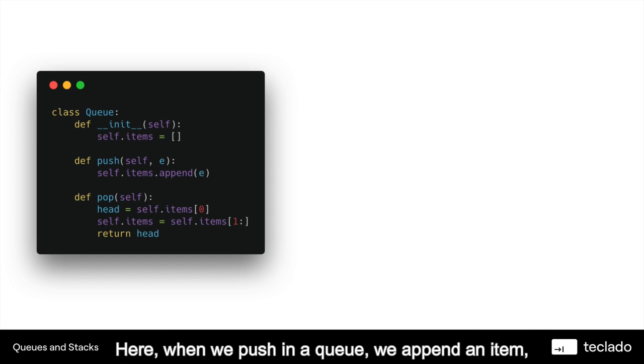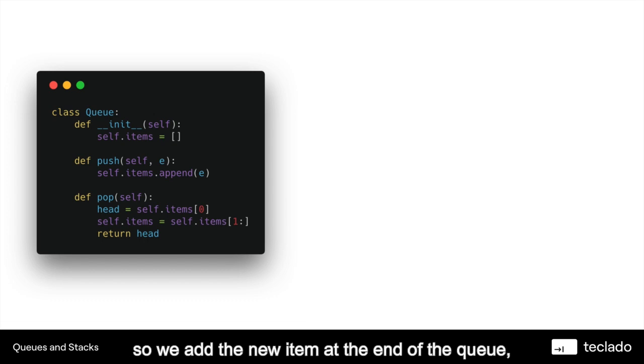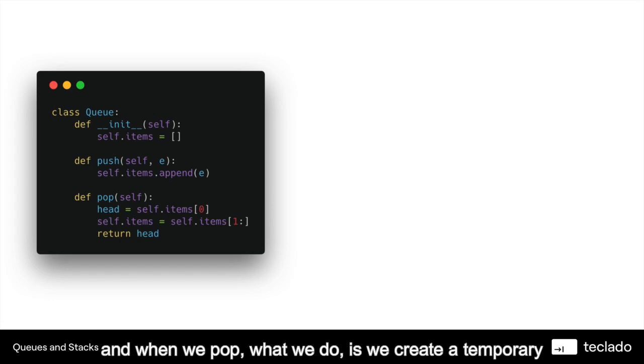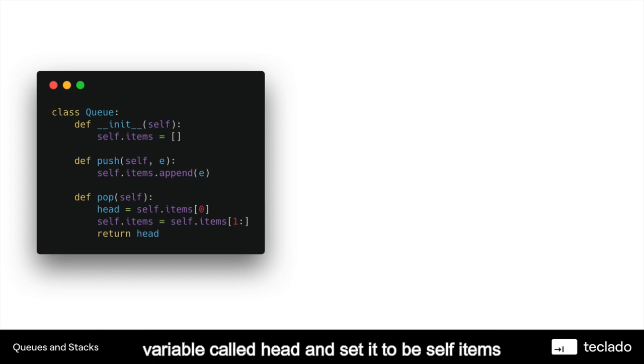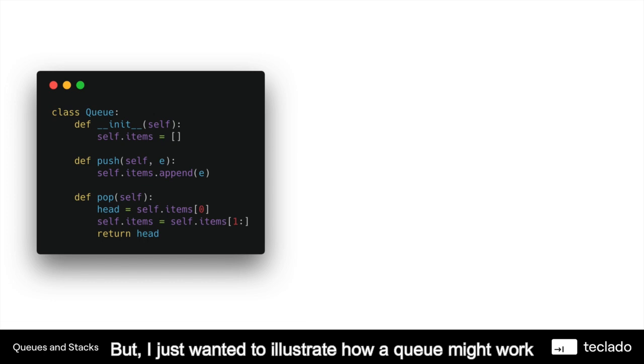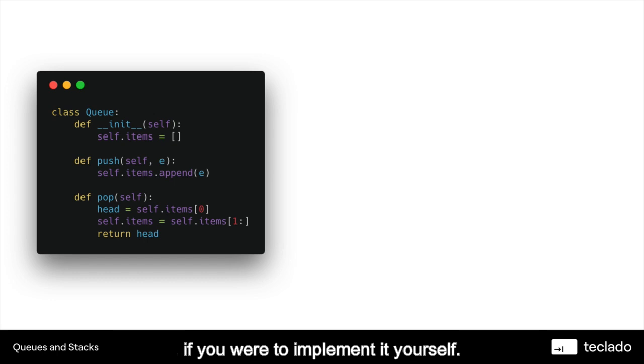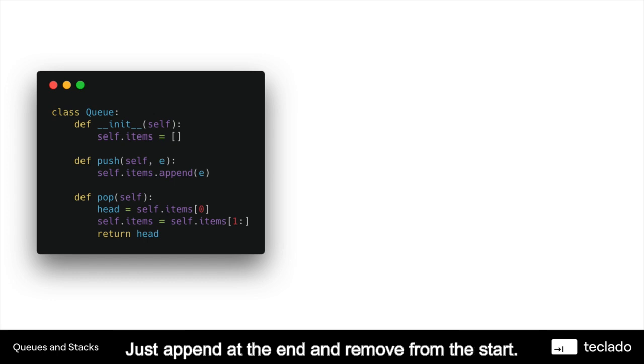Here, when we push in a queue, we append an item. So we add a new item at the end of the queue. And when we pop, what we do is we create a temporary variable called head and set it to be self.items[0]. And then we set self.items to be self.items starting from the value 1. And then we return the head. This is not a very reliable solution, by the way. What happens if you only have one item, say? But I just wanted to illustrate how a queue might work if you were to implement it yourself. Just append at the end and remove from the start.